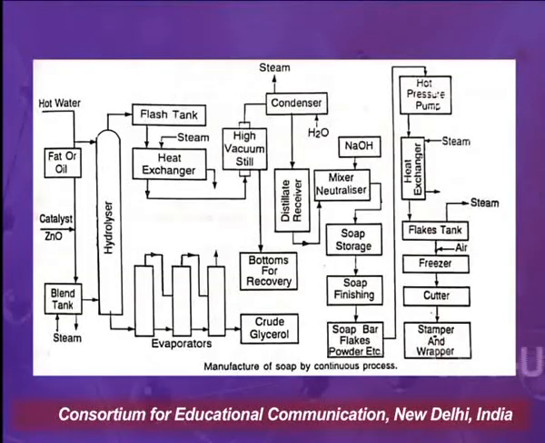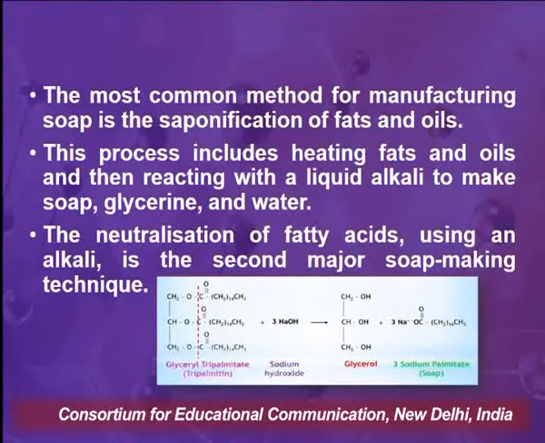This is the manufacture of soap by continuous process. Industrial preparation. The most common method for manufacturing soap is the saponification of fats and oils. This process includes heating fats and oils and then reacting with liquid alkali to make soap, glycerin and water.